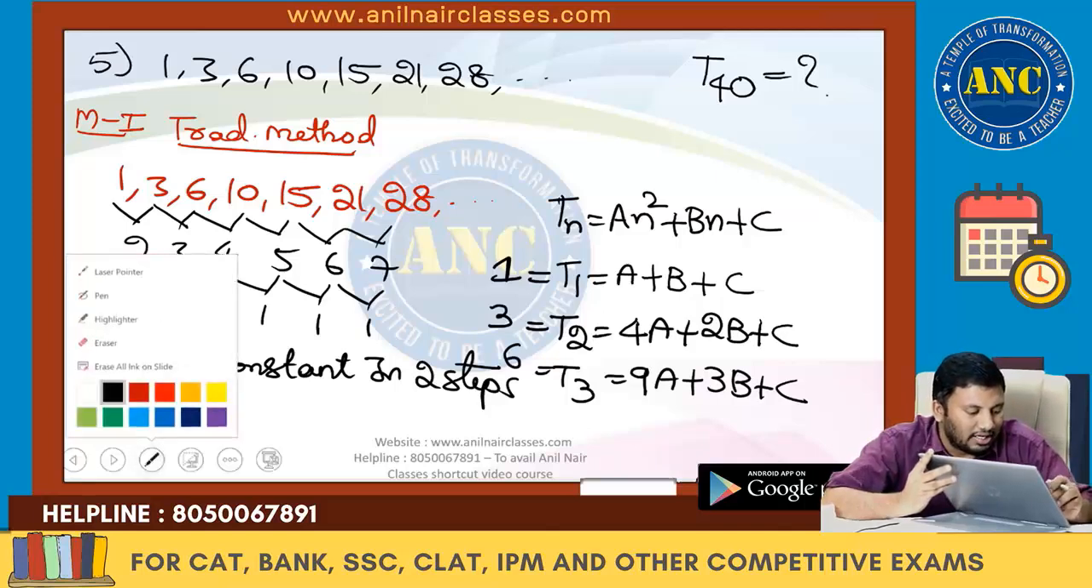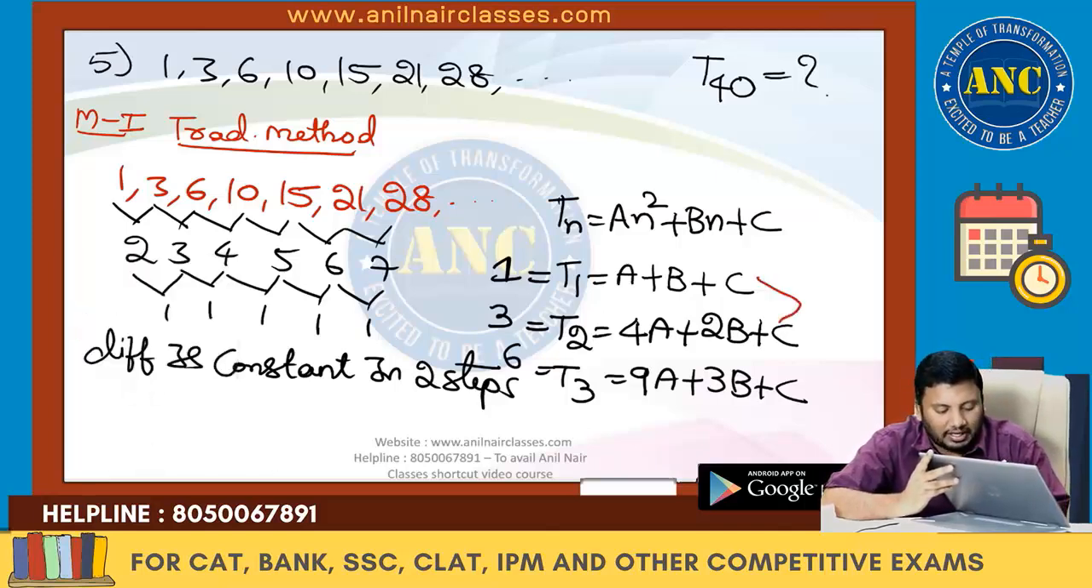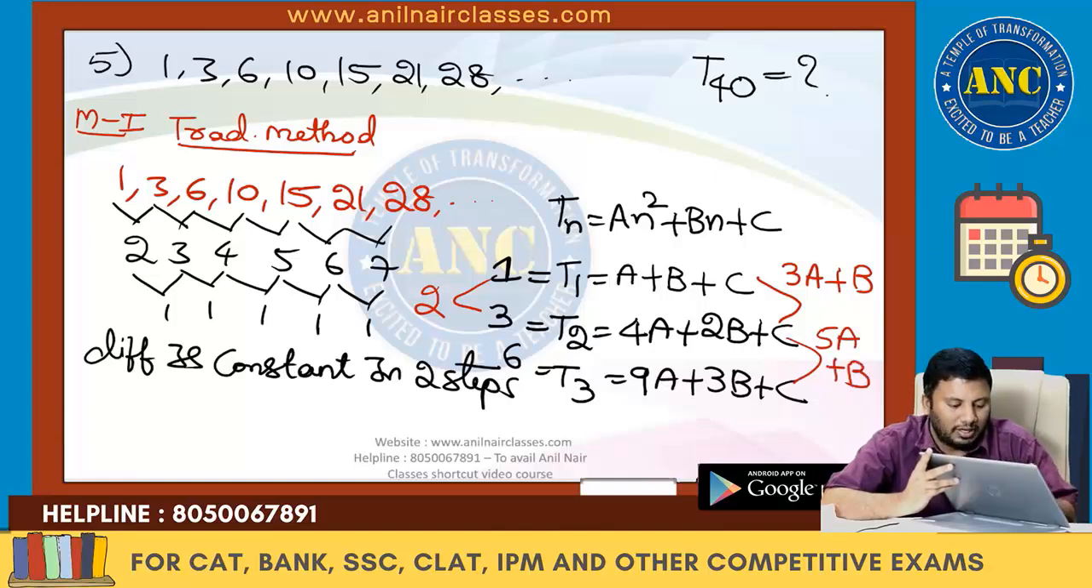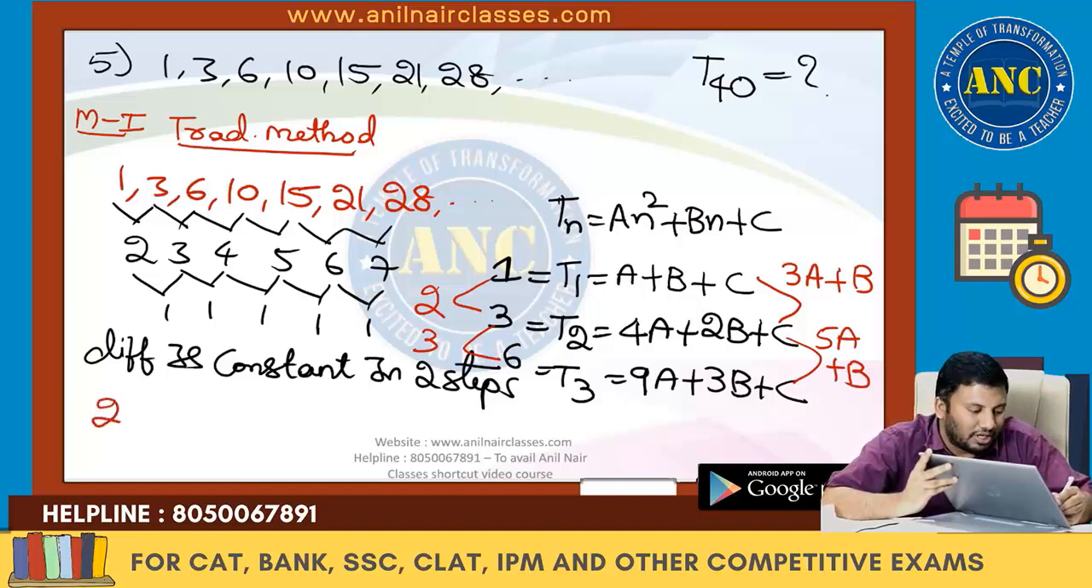If I subtract, 4a minus a is 3a, 2b minus b is b, 3 minus 1 is 2. 9a minus 4a is 5a, 3b minus 2b is b, 6 minus 3 is 3. If I again subtract, 5a plus b minus 3a plus b is 2a, and 3 minus 2 is 1. 2a is 1, so a will be 1 by 2.